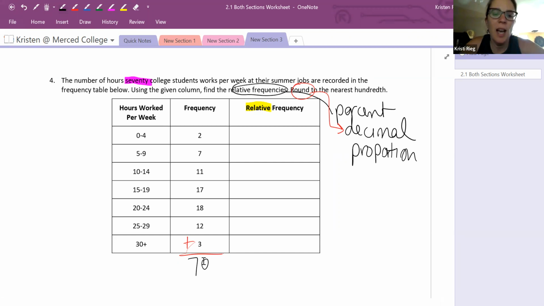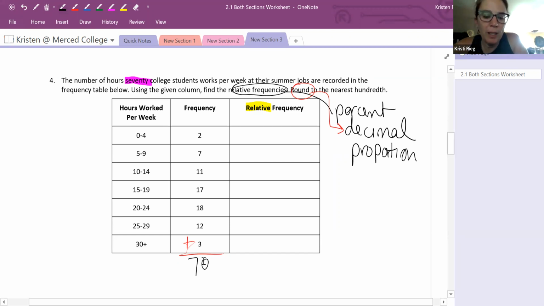Okay, 70 students. And so what we're saying for the relative frequency is 2 out of 70, 2 out of the total work 0 to 4 hours. 7 out of 70. So these are the proportions, 11 out of 70. I'm just taking this number and putting it over 70. 17 over 70, 18 over 70, 12 over 70, and 3 over 70. All right, that's step 1.